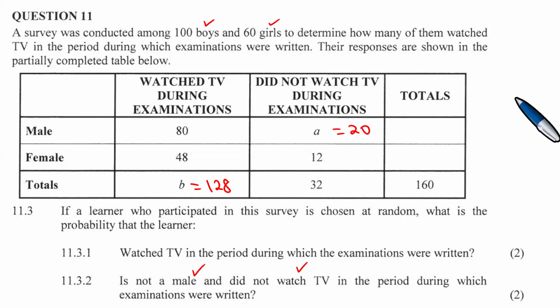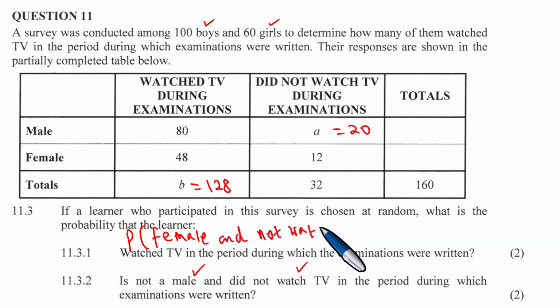Yes. It is 12 over 160. Well done. It is exactly 12 over 160 because, in other words, it is the probability that a learner that is not male is female and not watching TV.